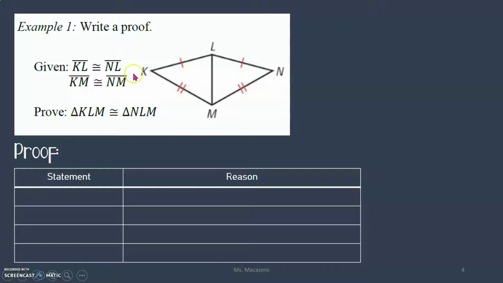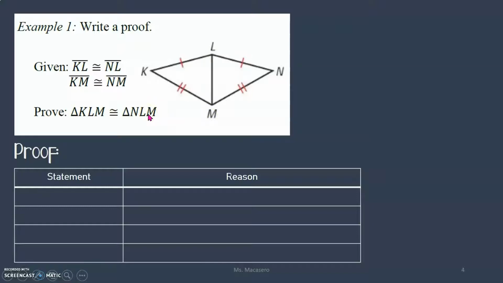So given, we have here segment KL is congruent to segment NL. Side KM is congruent to side NM. Now let's prove that triangle KLM is congruent to triangle NLM.